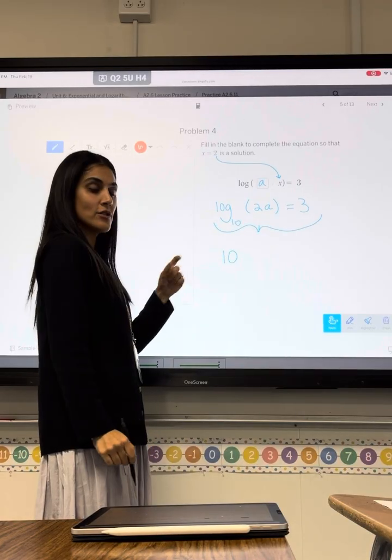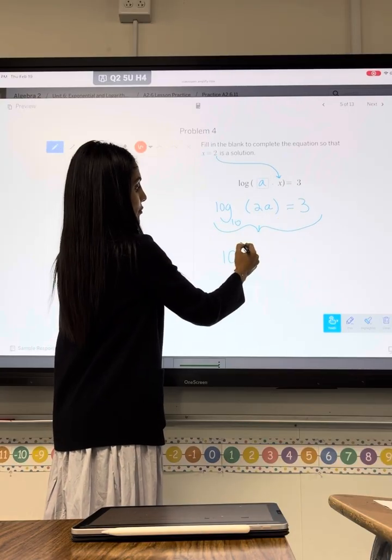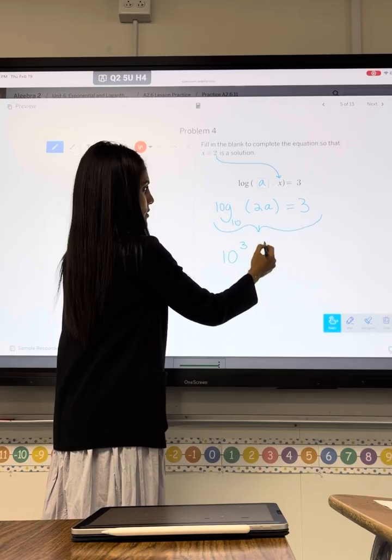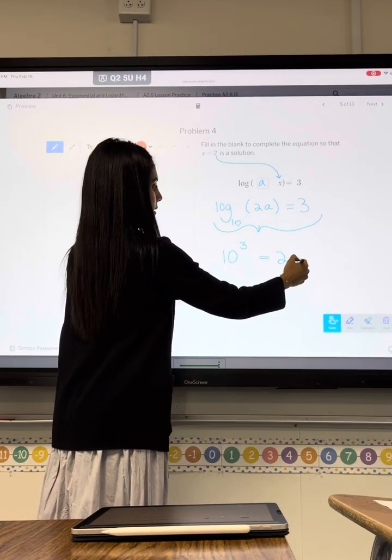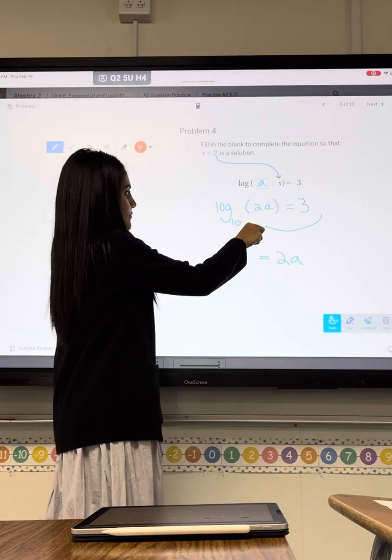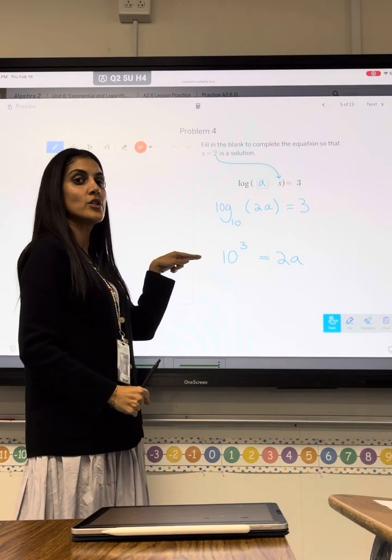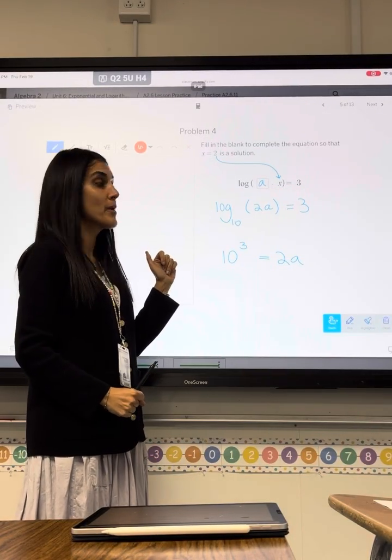So it would be 10 to the power of 3 equals 2a. All right? That's how we change this into an equivalent equation, okay? Just in a different form.